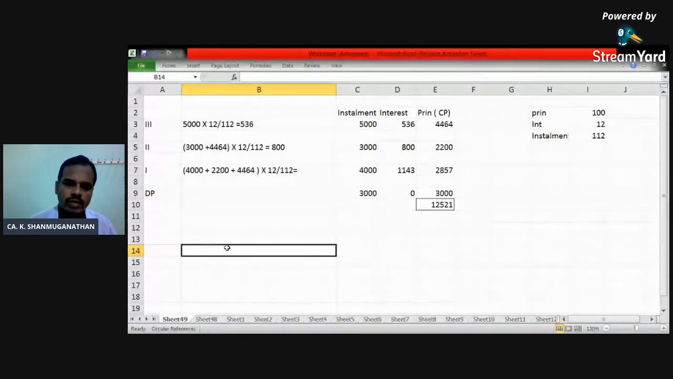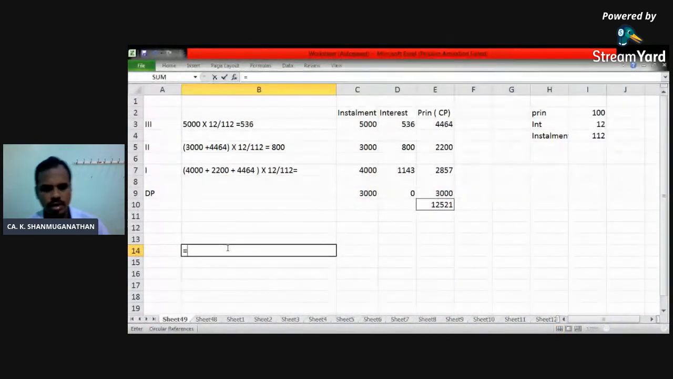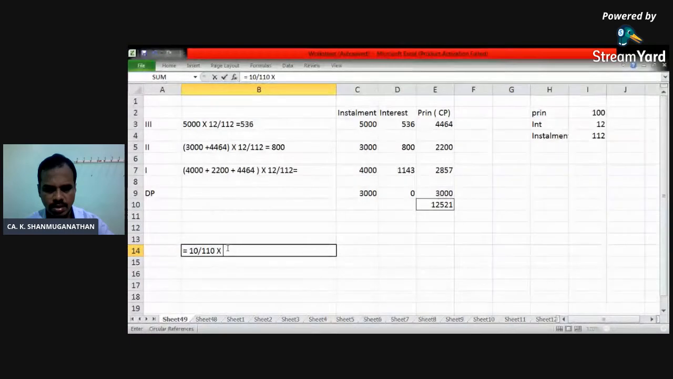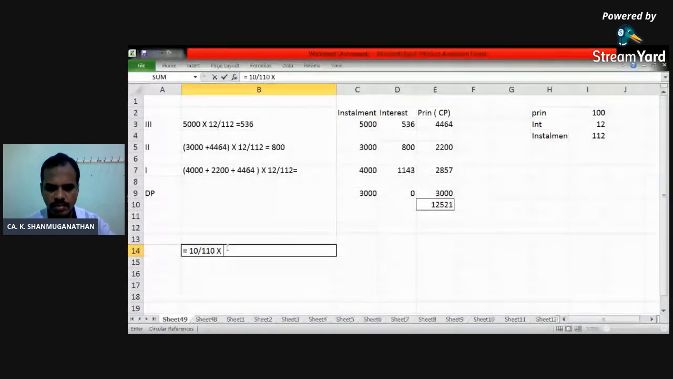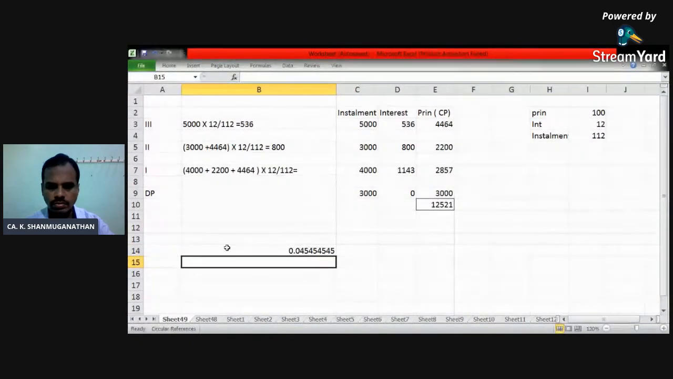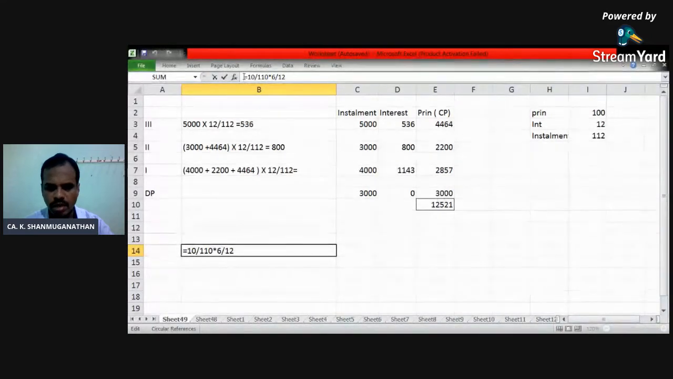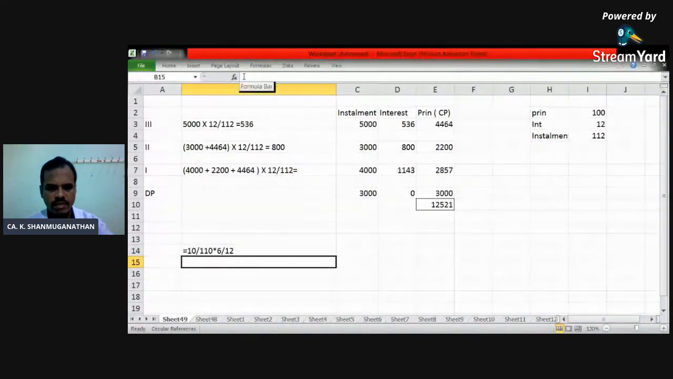Actually, both will not lead to the same answer. You try in your calculator or in your notebook. 10 divided by 110, we all think both will lead to the same answer, but it won't. You calculate 10 by 110 into 6 by 12. It will lead you to not 5 by 105. Actually, for 6 months it is 5%.